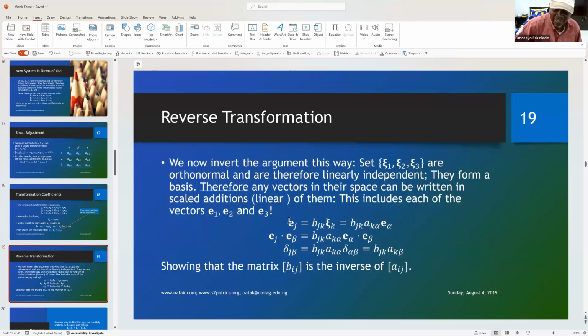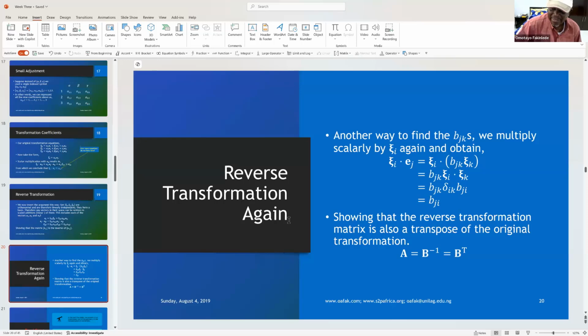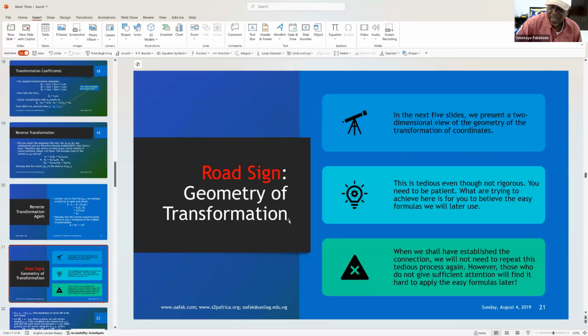So this is where we prove that the reverse transformation is the inverse. We can write this in the matrix form. Road sign: in the next 5 slides, we present a 2-dimensional view of the geometry of the transformation of coordinates. This is tedious, though not rigorous, and you need to be patient. What we are trying to achieve here is for you to believe the easy formulas we will later use. When we have established the connection, we will not need to repeat this tedious process again. However, those who did not give sufficient attention will find it hard to apply. I am changing my mind here. In previous sessions, I always taught this geometrical interpretation.